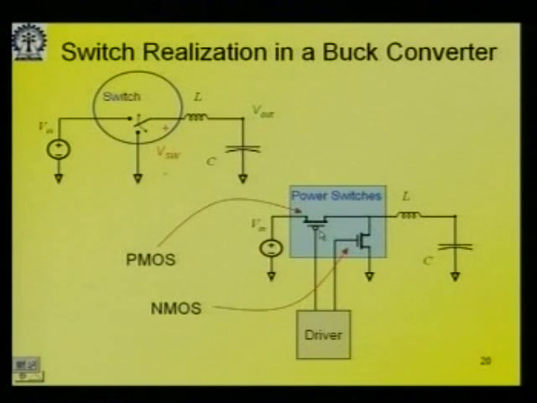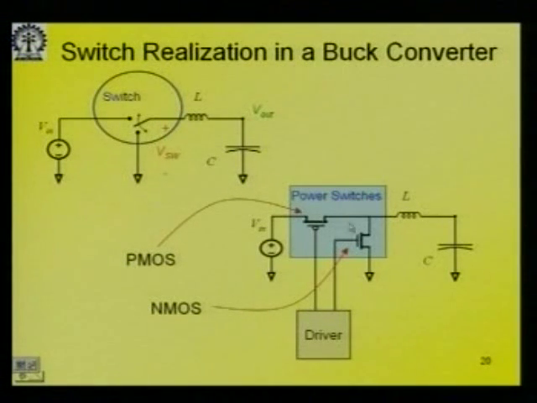Why it is a PMOS is that when you want to drive it properly, all we need to do is to ground this gate. If you have some input voltage here and if you have an NMOS here, if you want to drive it properly, you need to give a voltage which is higher than this V in. So it is convenient to have a PMOS here where you can ground the gate, and this other switch is typically realized by an NMOS because of the same reason.